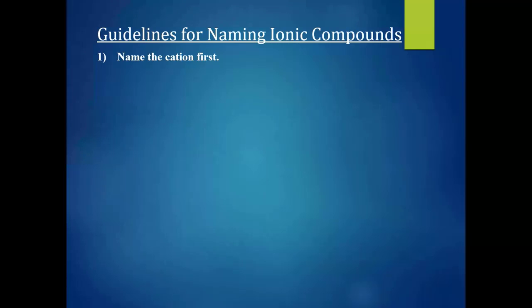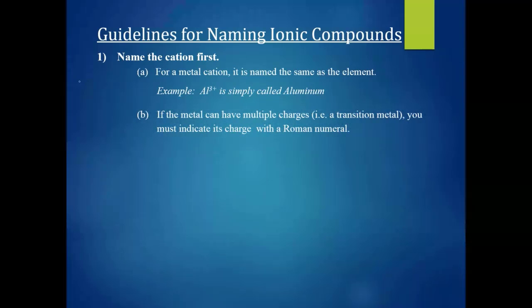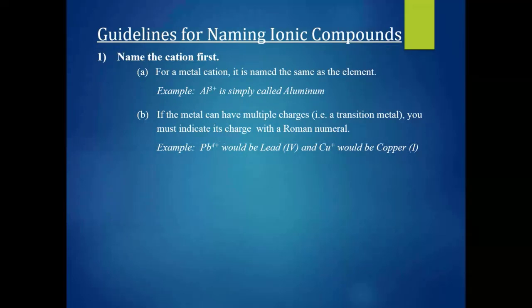So it says, name the cation first. Guidelines for naming ionic compounds: first, we have to figure out the name of the cation. Usually if it's a metal, the name of the cation is the same as the name of the element. So Al3+ is just called aluminum. If the metal can have multiple charges, like a transition metal, you have to indicate its charge with a Roman numeral. For example, lead with a 4+ charge would be called lead(IV). Copper with a +1 charge would be called copper(I).